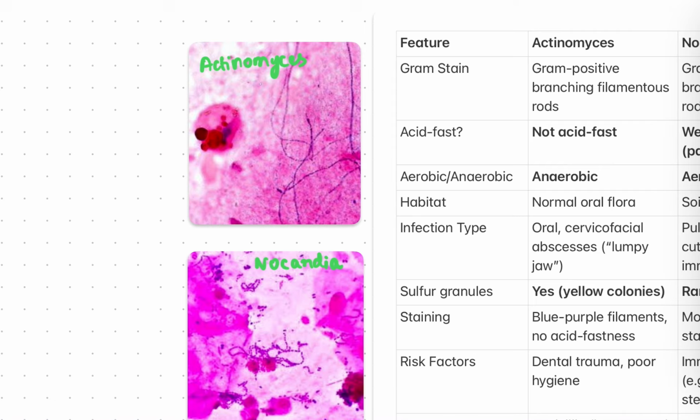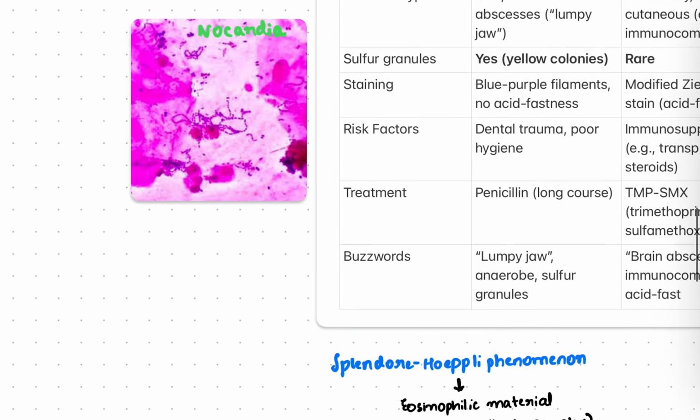They are long, gram-positive branching filamentous rods. We can see the branching pattern differs slightly between Actinomyces and Nocardia. It is a long branching pattern in Actinomyces, whereas in Nocardia the branches are short.